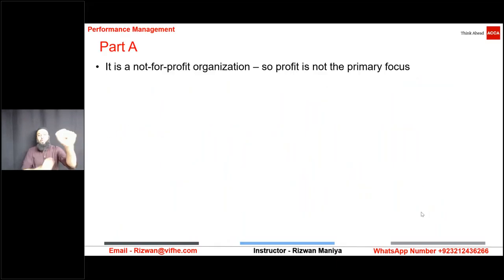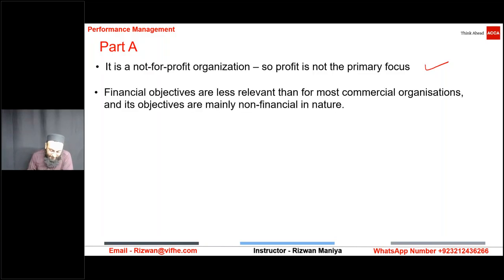Right now I'm showing you in bullets, but you have to use paragraphs. It is not for profit organization, so profit is not primary focus. Reason number one for focusing on non-financial. Second, financial objectives are less relevant than for most commercial organizations, and its objectives are mainly non-financial in nature because it's a not-for-profit organization. Its objectives are different. Okay.